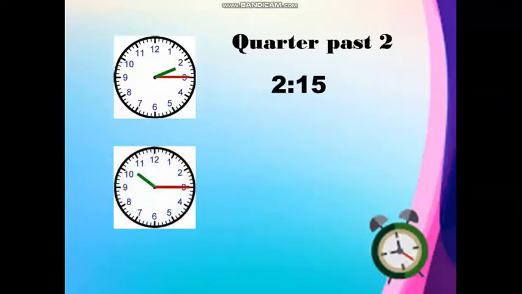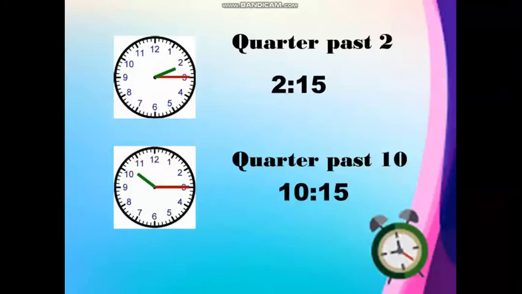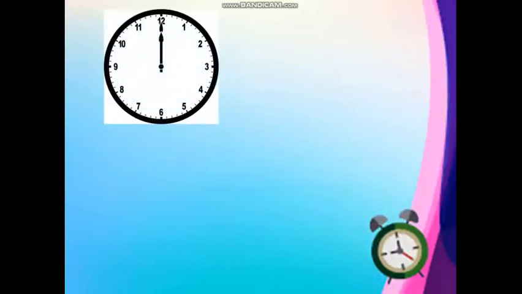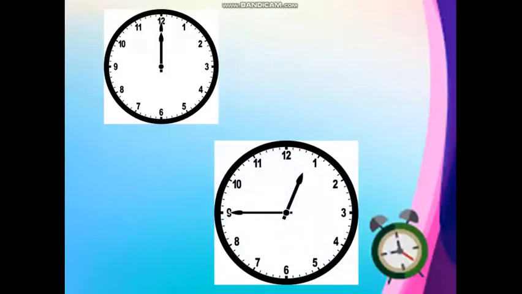If we take this clock, here also minute hand is at 3 and hour hand at 10. So time would be quarter past 10, means after 10 o'clock 15 minutes. So 10:15. Right, children? Now look at this clock. What is the time? Yeah, it is 12 o'clock. Both hands at 12. And here in this clock, minute hand is at 9 and hour hand is about to reach 1.